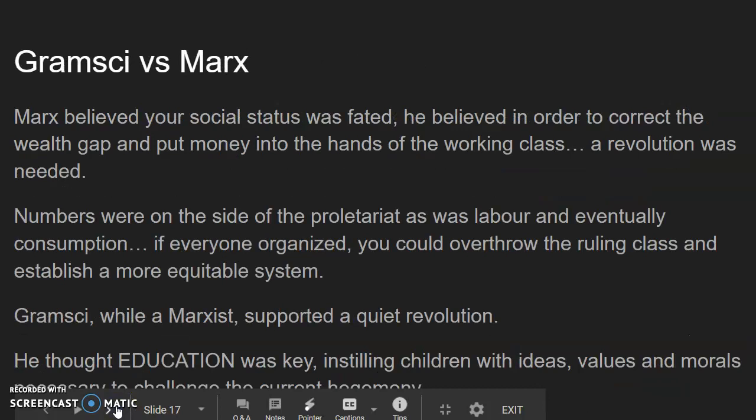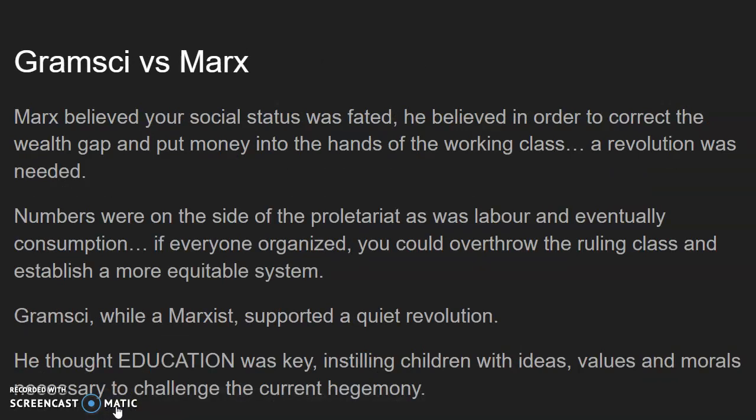Now, Gramsci versus Marx. Marx believed that your social status was fated. He believed that in order to correct the wealth gap, a massive revolution was needed. All the workers are going to overthrow the owners. Numbers were on the side of the proletariat. So if all the workers band together, you could say, nope, we're not doing this, pay us more. But through fear, workers didn't do it because they felt the need for their jobs. And if one group of workers didn't do it, then it didn't mean anything because people could be replaced very easily. That's what happens when your career, or a job, isn't based in knowledge. Again, owners exerting control.